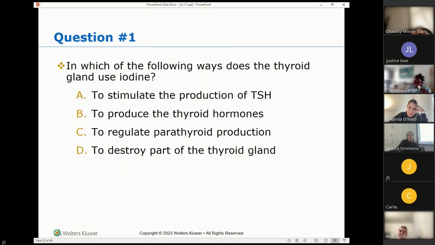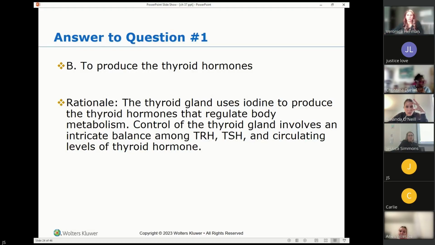In which of the following ways does the thyroid gland use iodine? B, to produce the thyroid hormones. So the thyroid gland uses iodine to produce thyroid hormones that regulate body metabolism. Control of the thyroid gland involves an intricate balance between TRH, TSH, and circulating levels of thyroid hormone.